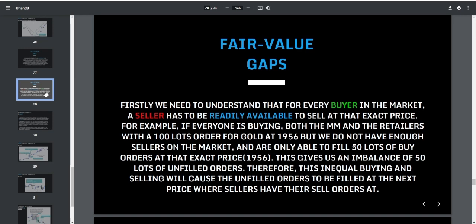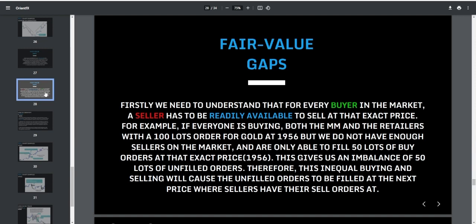So firstly, we need to understand that for every buyer in the market, a seller has to be readily available to sell at that exact price. Same thing with your supermarket, right? If you want to buy an apple at $5, you need someone to sell you at the exact price, your $5, right? Same thing for your stock market. If you want to buy a stock for $100, you need to have a seller that is readily available to sell at $100 to fill your order.